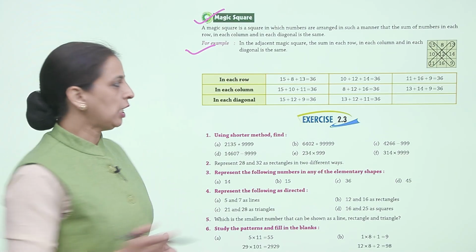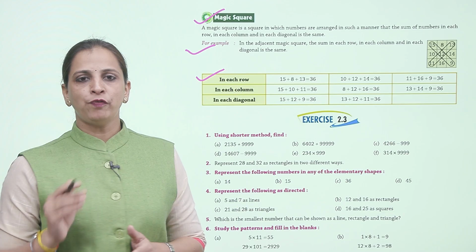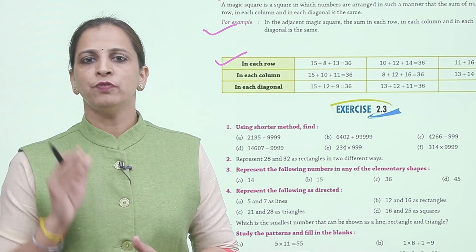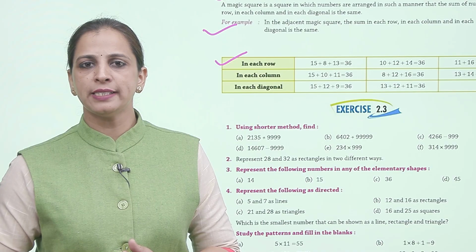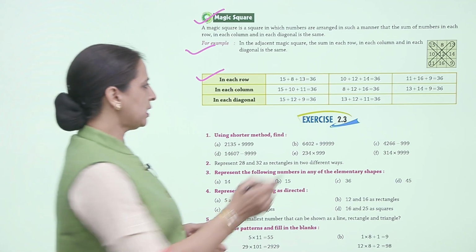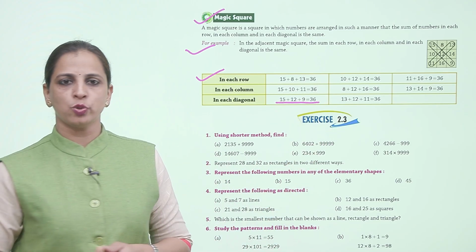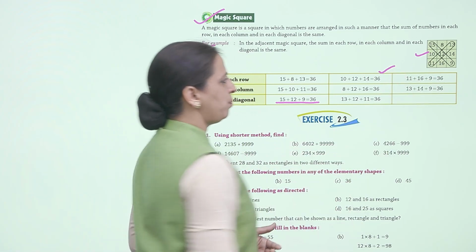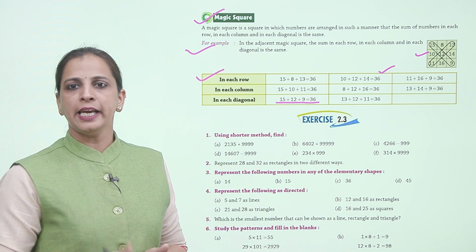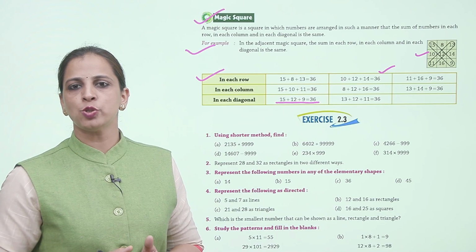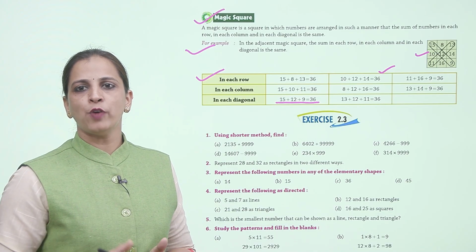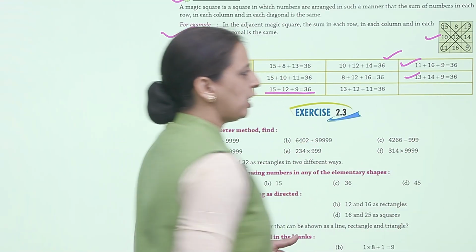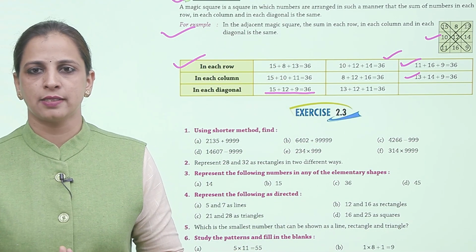the same. In each row, that is 15 plus 8 plus 13 is equals to 36. In each column, 15 plus 10 plus 11 is equals to 36. In each diagonal is 15 plus 12 plus 9 is equals to 36. In the same way, second में 10 plus 12 plus 14 is equals to 36. 8 plus 12 plus 16 is equals to 36. 13 plus 14 plus 9 is equals to 36. और diagonally 13 plus 14 plus 9 is equals to 36.